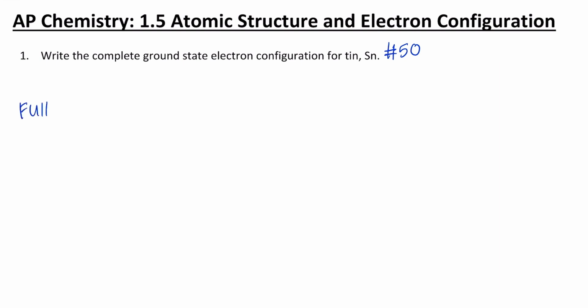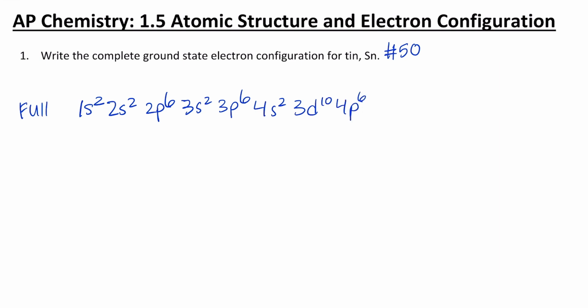So we're going to start off with our first subshell in order. So 1s2, 2s2, 2p6, 3s2, 3p6, 4s2, 3d10, 4p6, 5s2, 4d10, and lastly 5p2 because it's element number 50.